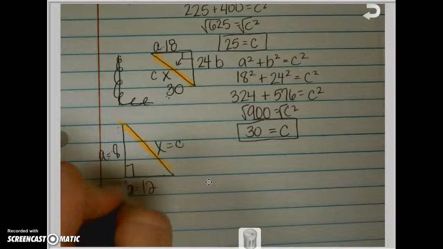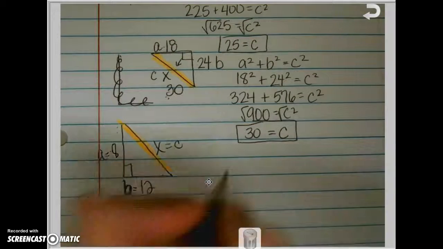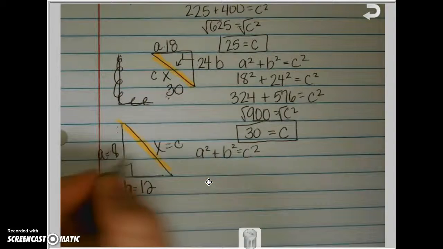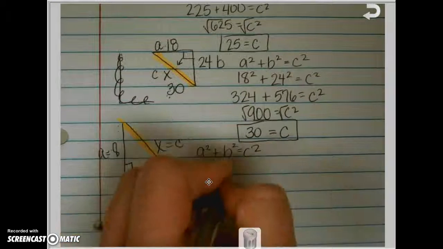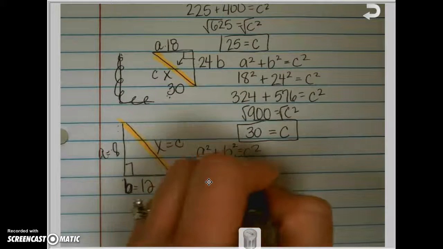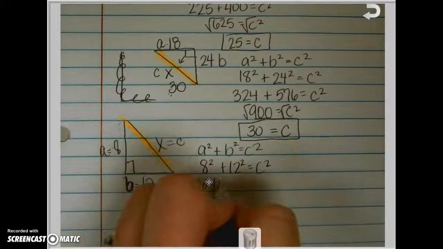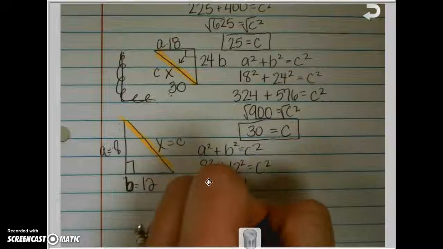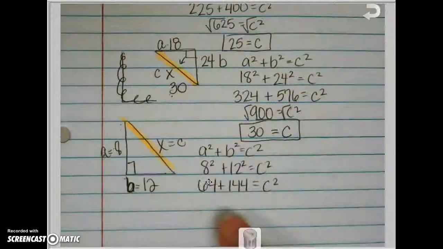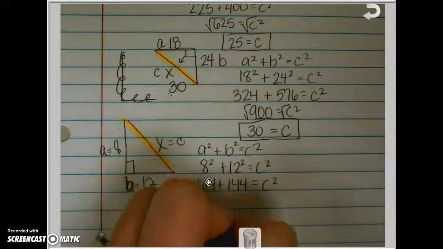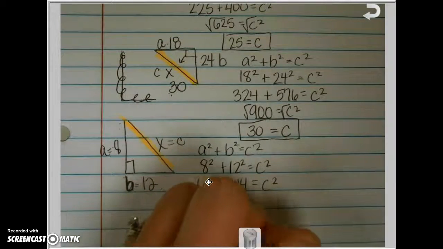Let's not have two A's, let's have an A and a B, Miss Gardner. Okay, so A squared plus B squared equals C squared. A is 8, 8 squared, B is 12, plus 12 squared equals C squared. So 8 squared would be 64, 12 squared is 144, and we need to figure out together what that would be. That would be 208. So 208 is equal to C squared.